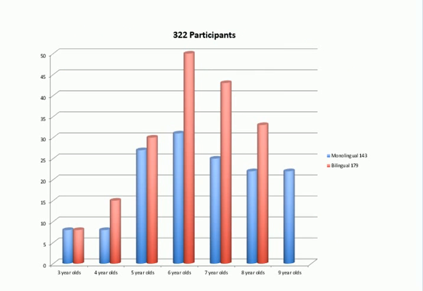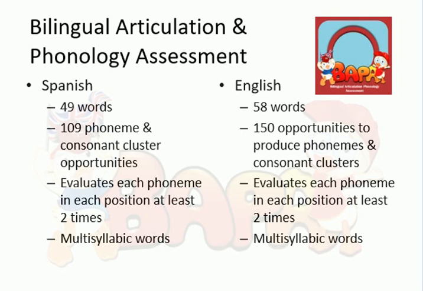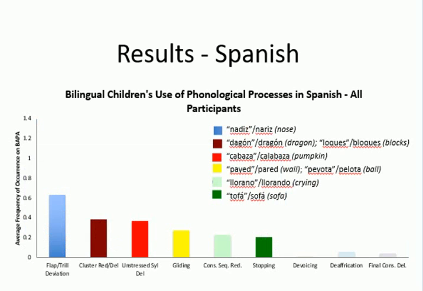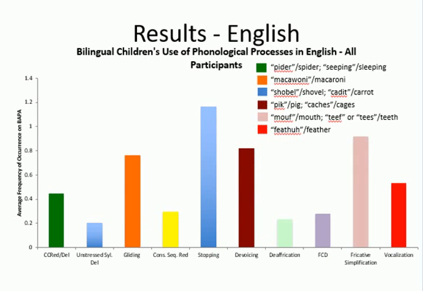We tested 322 students between age 3 and 9, using the Bilingual Articulation and Phonology Test, which tests all the phonemes in each position multiple times. Here's what we found. Just like with monolingual speakers, use of phonological processes diminishes over time. In Spanish, we see flap trill deviation, consonant cluster reduction, unstressed syllable deletion, gliding, and then less common processes. With bilingual children in English, what do we see? A lot more going on, right? And don't forget that these are typically developing children.